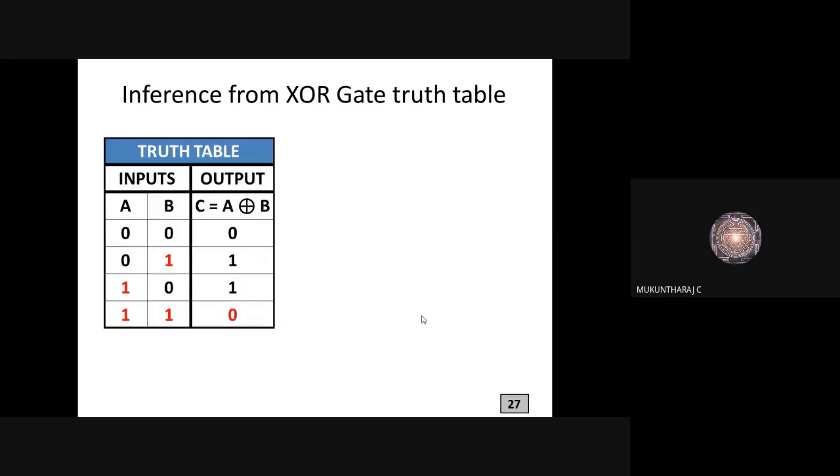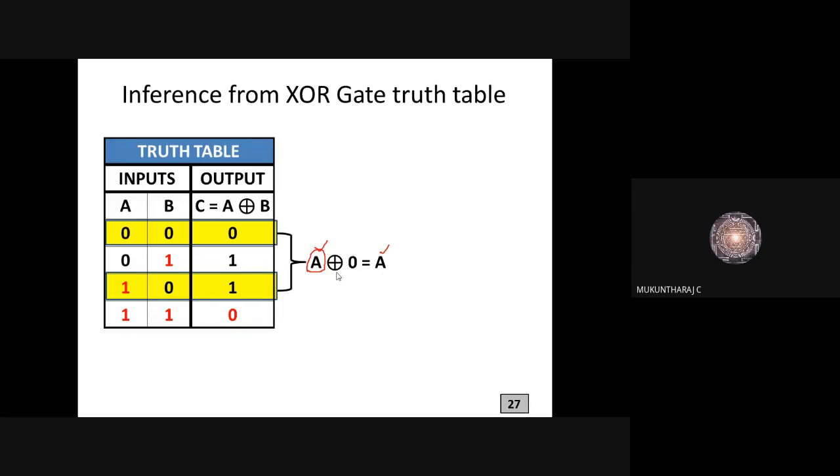Then from the XOR gate, you can infer A XOR with 0. If you are XORing between A and 0, if the variable A is XORed with a logic 0, then the result will be that particular variable. The variable may be A or B or C, whichever is assumed for the particular gate. If you are doing XOR with logic 0, then the output will be that particular variable. A XOR 0 will produce the variable A.